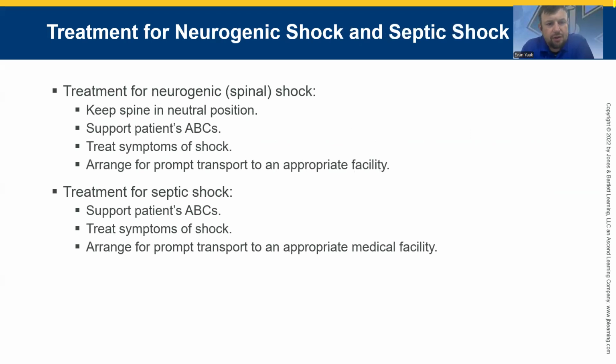Treat for neurogenic or spinal shock. Keep spine in a neutral position, support the patient's ABCs, treat symptoms of shock, arrange for prompt transport to appropriate facility. This is anytime we have a spinal injury. You're going to get the same type of signs and symptoms, pale, cool, clammy. These are the people that we're going to put on a full body vacuum splint or on a spine board.